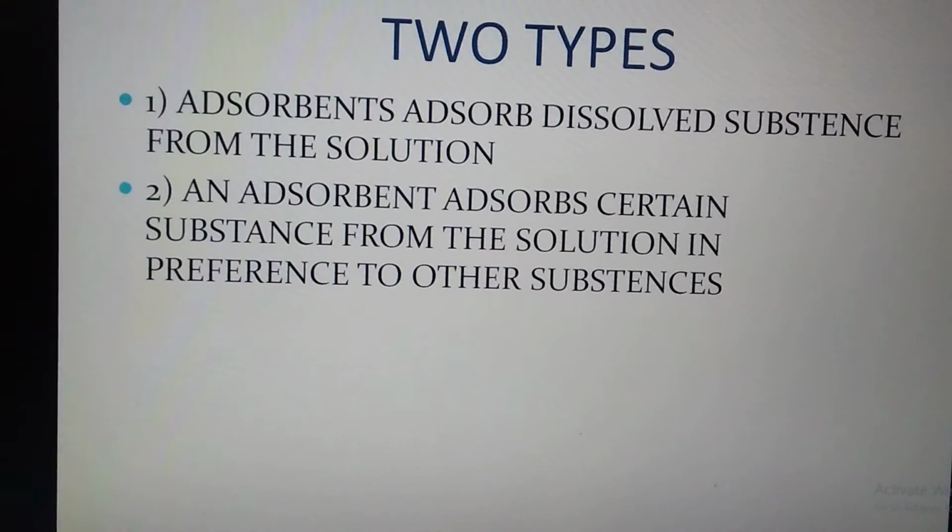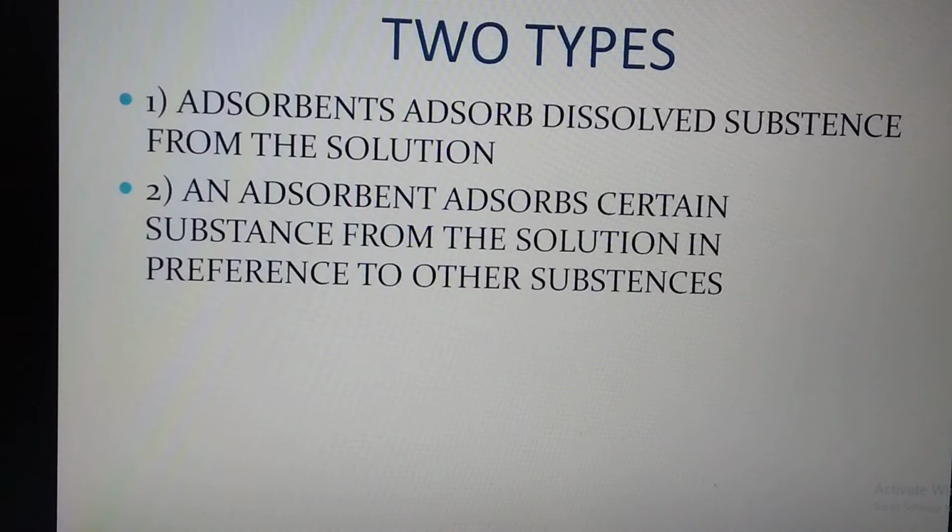Another example you can note: it also adsorbs certain substances like acids such as CH3COOH present in water. Thereby the acid concentration in the water decreases. It also adsorbs NH3 from the solution of NH4OH and phenolphthalein.